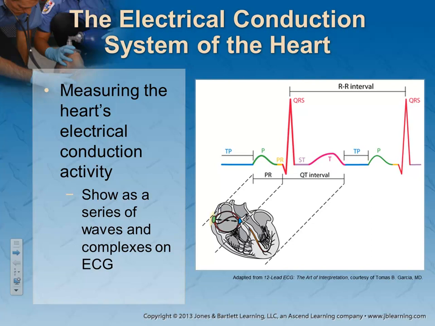It's representing atrial depolarization. Alright, you're not going to hear me say relaxation and contraction anymore. We're going to use the terms depolarization and repolarization because we're talking about polar opposites, we're talking about electrical charges, we're talking about the heart. So it's depolarization and repolarization. So the P wave is atrial depolarization.